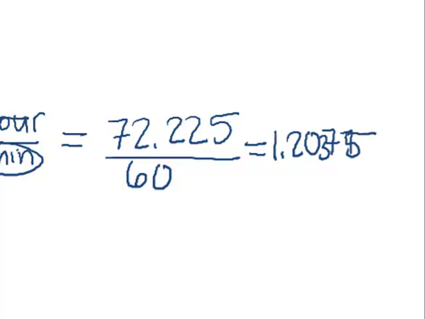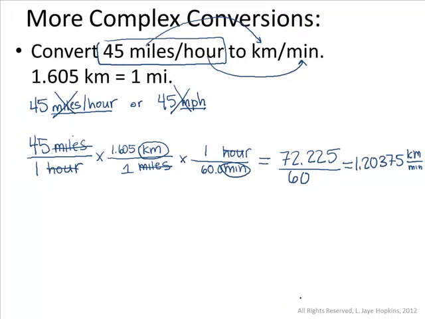So 1.20375, let's clean that up real quick so you can read it a little more easily. That's my answer in terms of kilometers on top, minutes on bottom. And now I have to choose how to round it. If you haven't rounded it already, take a second and go ahead and try.